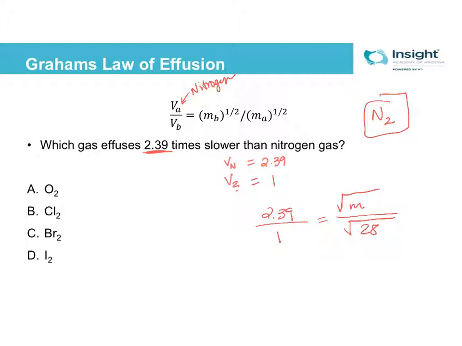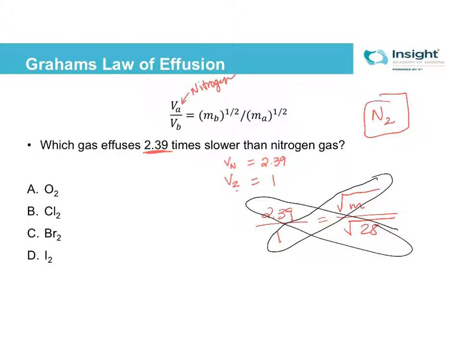You know what to do math-wise here. Otherwise, I do kind of just a simple crisscross here so that I can get these guys out of fractions. So I'll have 2.39 times the square root of 28 is equal to 1 times the square root of m, which is essentially just the square root of m.